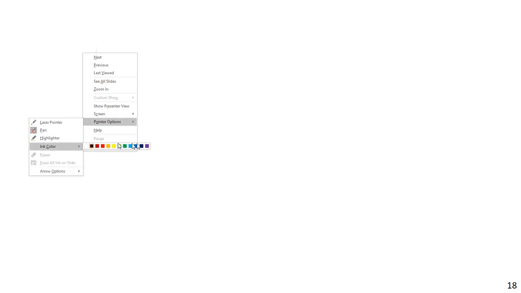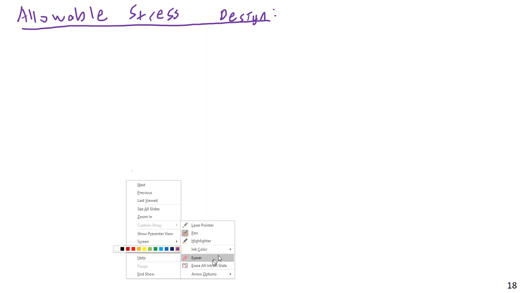But first, I want to talk about the simpler one, the one that's a little easier to understand, and that's allowable stress design. So let's consider allowable stress design. How might we apply this? Well, for example, consider something like this.